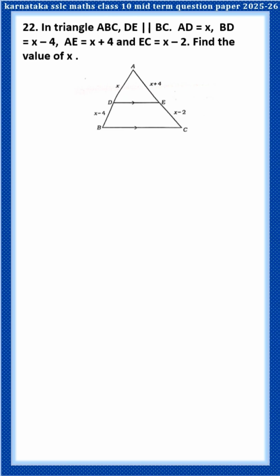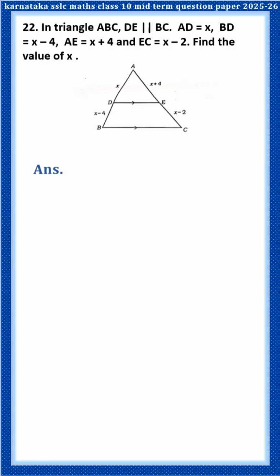Now the 22nd question. In triangle ABC, DE is parallel to BC. Observe the figure. AD is equal to X, BD is equal to X minus 4, AE is equal to X plus 4, EC is equal to X minus 2. Find the value of X. The question has been taken from the chapter triangles.